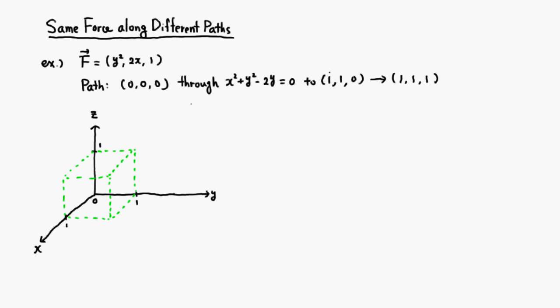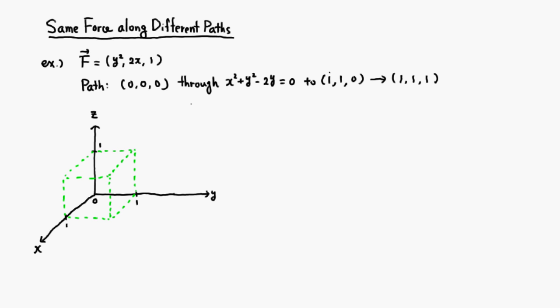Okay, let's look at an example of going along different paths. All right, so let's look at the same force as the previous example. Force is y squared comma 2x comma 1. And the starting point is the origin, just like before, and the ending point is 1 comma 1 comma 1, just like the previous example. But we're gonna take a different path.